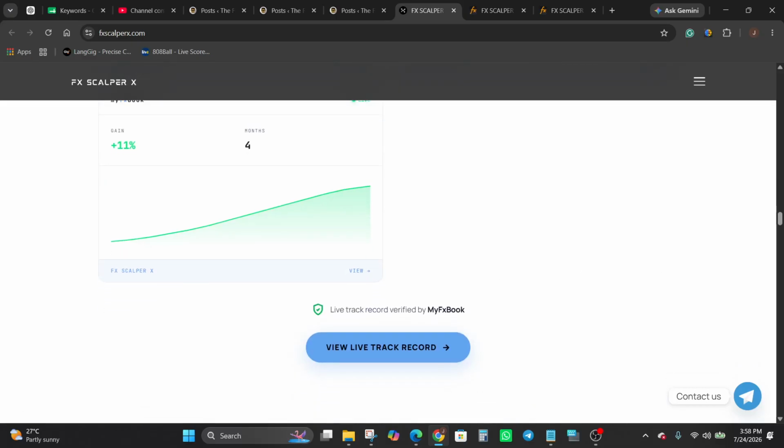So this is not financial advice. If you're considering this, separate the backtest numbers from the live numbers in your own head. Ask them directly for a longer live track record specific to FX Scalper X and get clarity on drawdown before committing capital. No system fits every trader, so the due diligence is on you.